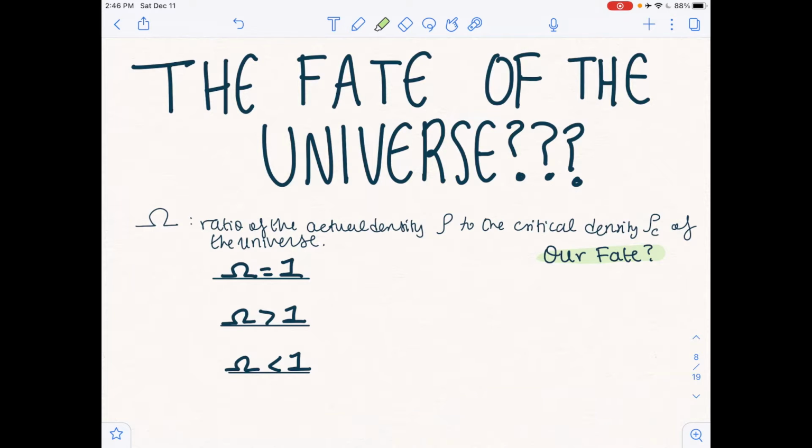The shape of our universe will determine its ultimate fate. Let's consider the parameter omega, which is the ratio of the universe's actual density ρ to its critical density ρc. ρc describes the universe's density if its geometry is Euclidean. Now, if omega equals 1, we have a Euclidean geometry, which would mean that the universe will expand at a rate that approaches 0. If omega is less than 1, we have hyperbolic geometry.